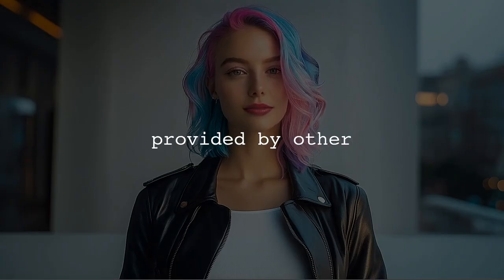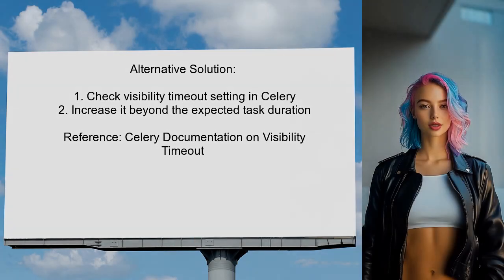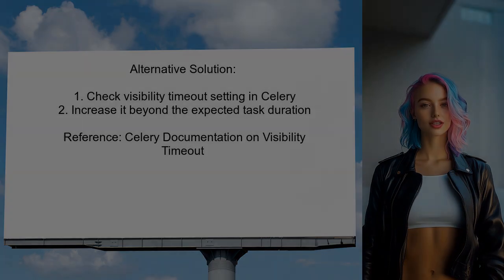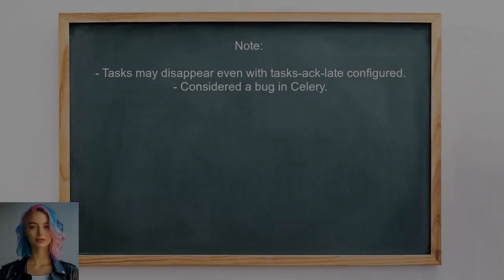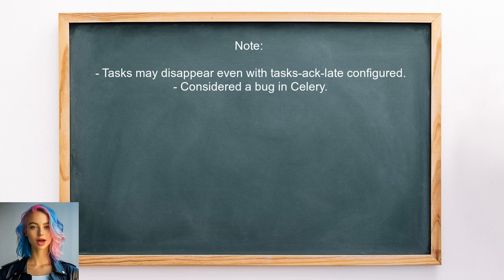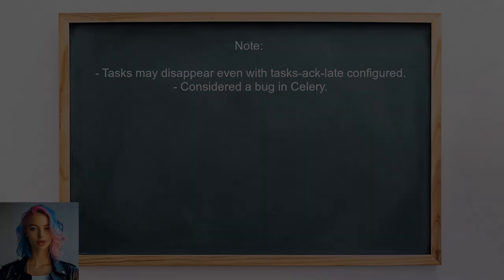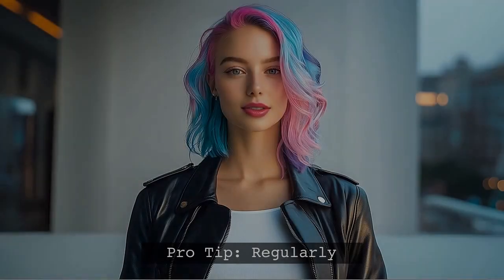Now let's look at the answers provided by other users. An alternative solution from another user suggests checking the visibility timeout setting in Celery when using Redis. They recommend increasing this timeout beyond the expected duration of your long-running task. They also mention that even with tasks acknowledged late, Celery can still experience issues with tasks disappearing, which they consider a bug.